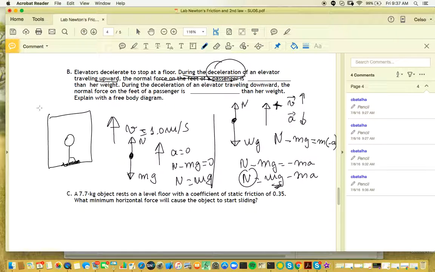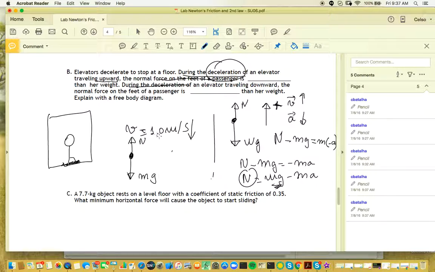And now the situation is different here. During the deceleration of an elevator, now if the elevator goes downward, let me erase this part here so we can do that part. So the elevator is going downward. Now the elevator is traveling downward, right? With a velocity, let's say 1 meter per second, but going downward.